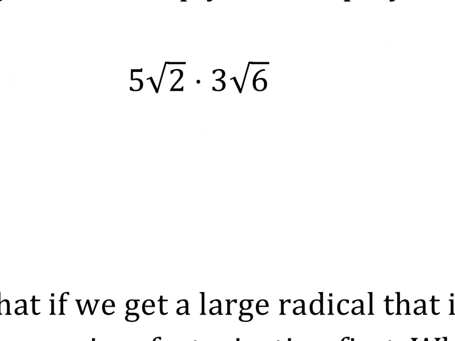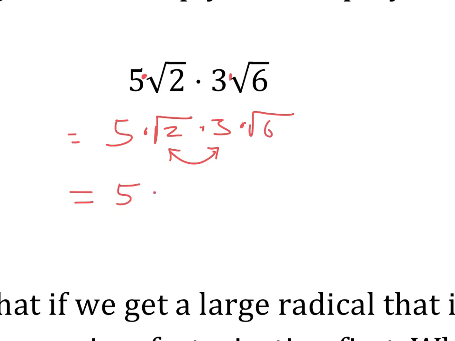So here we got 5 square root of 2 times 3 square root of 6. Well, what operation is in between here? Remember, that's multiplied, right? 5 square root of 2 just means 5 times the square root of 2. 3 square root of 6 means 3 times the square root of 6. So we have 5 times the square root of 2 times 3 times the square root of 6. Okay? And since multiplication is commutative, we can flip that around. We usually won't write this step, but I'll write it out this time so we can see.